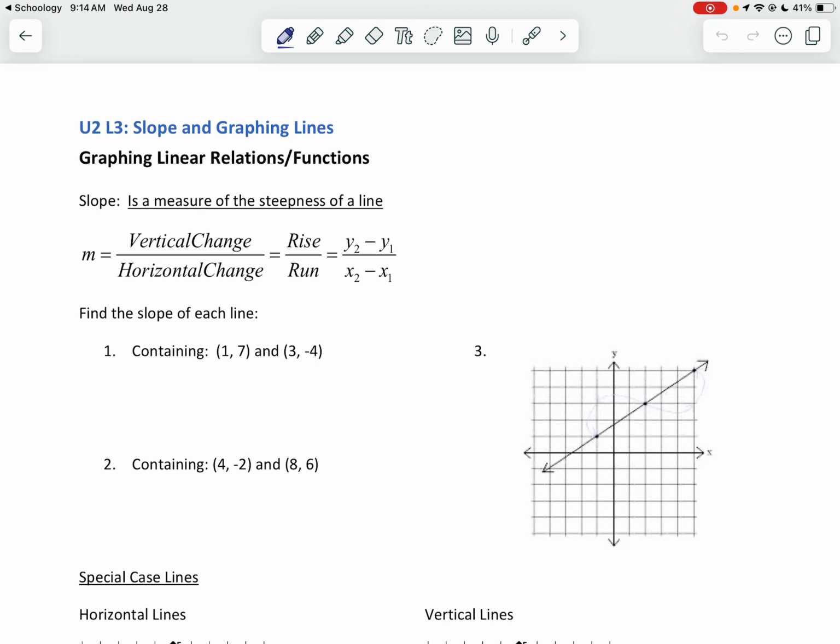All right, so we're going to do some recap of slope and graphing lines. So this is stuff you saw last year in Algebra 1, but we're going to do this again in Algebra 2 and kind of build off from it. So we need to know this stuff again.